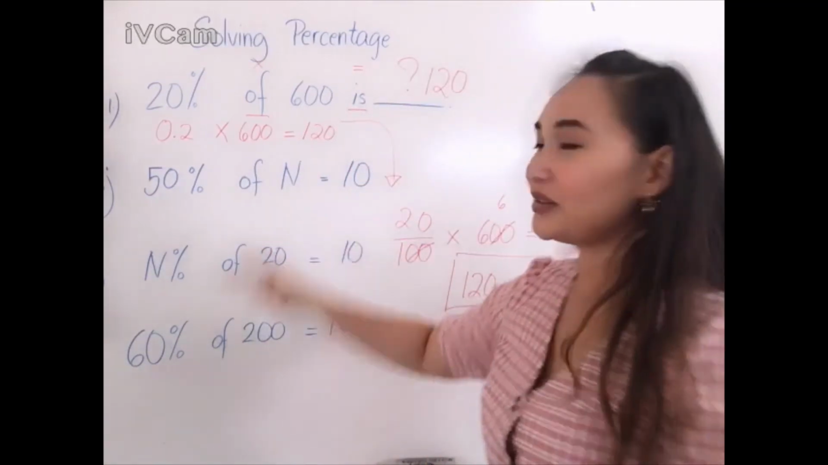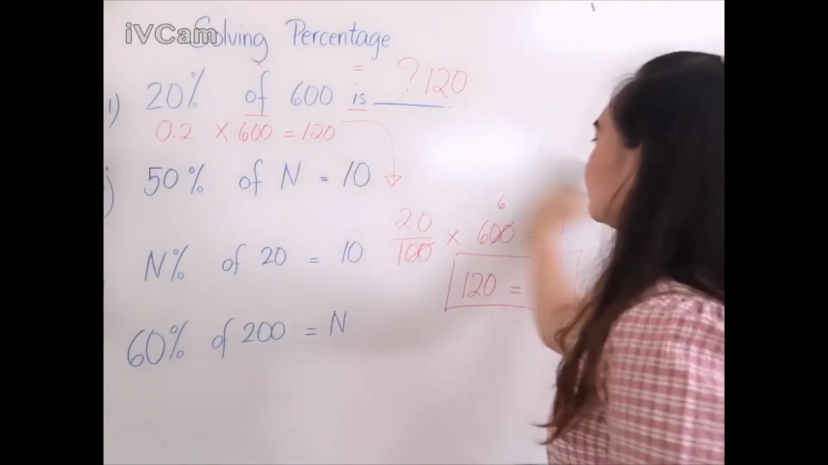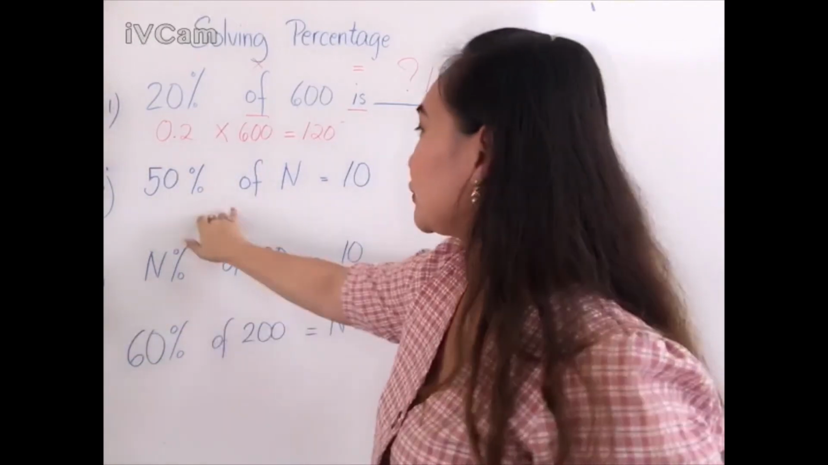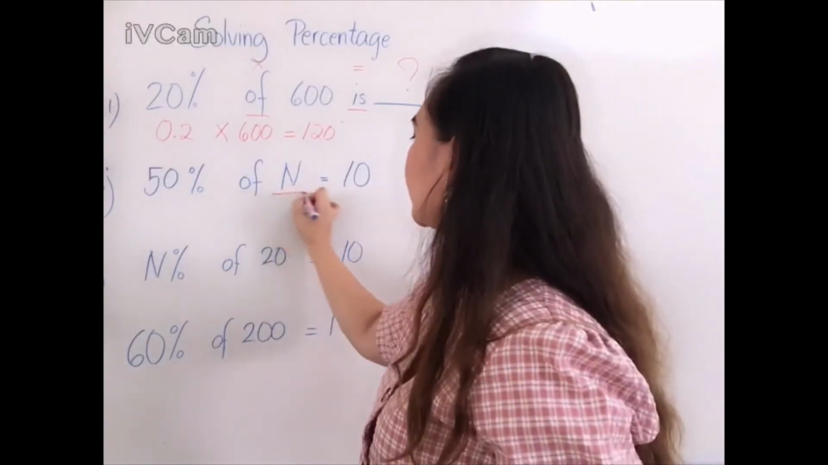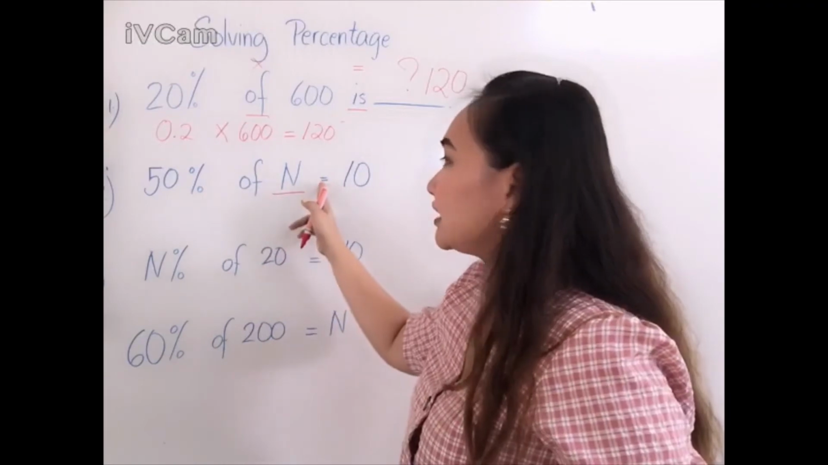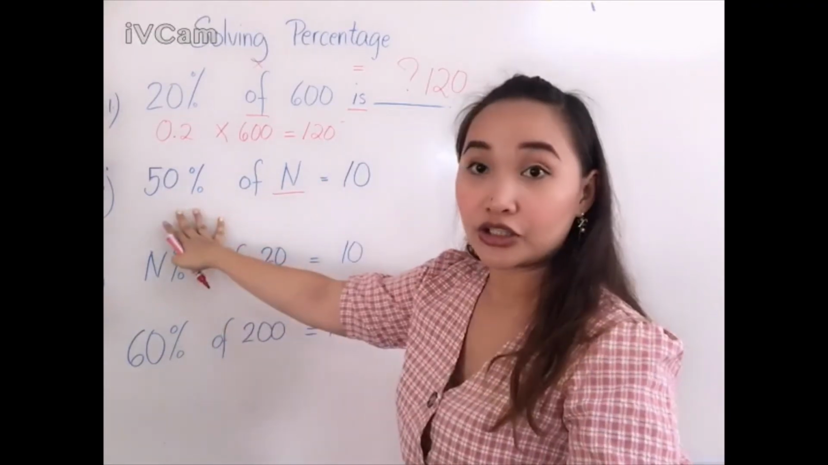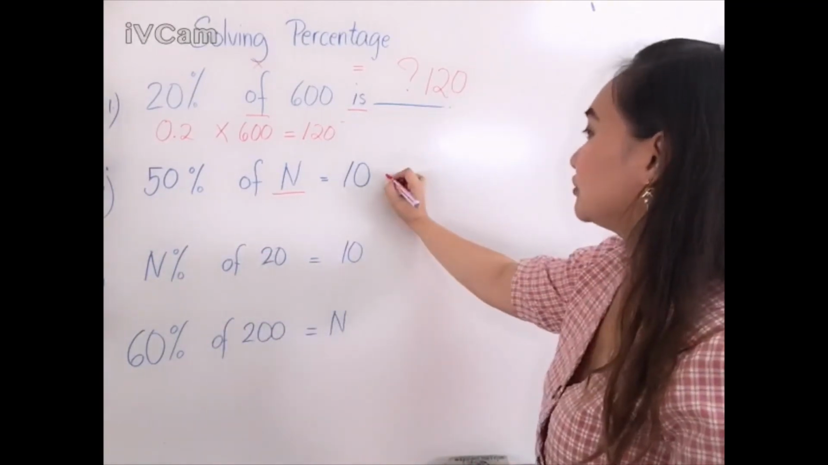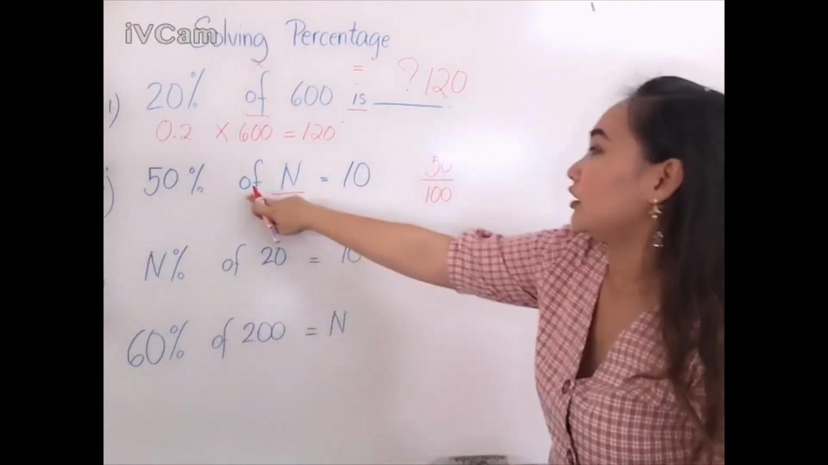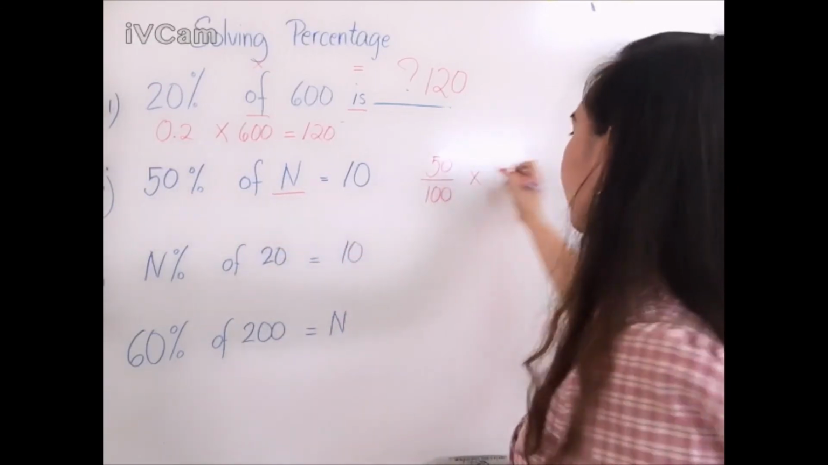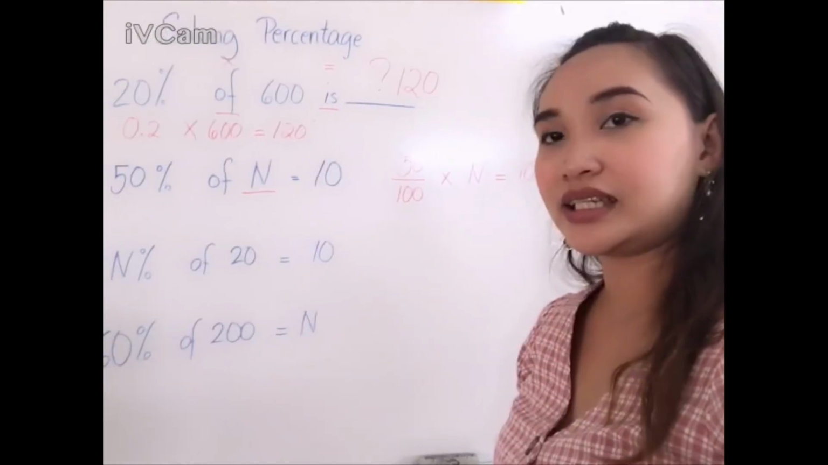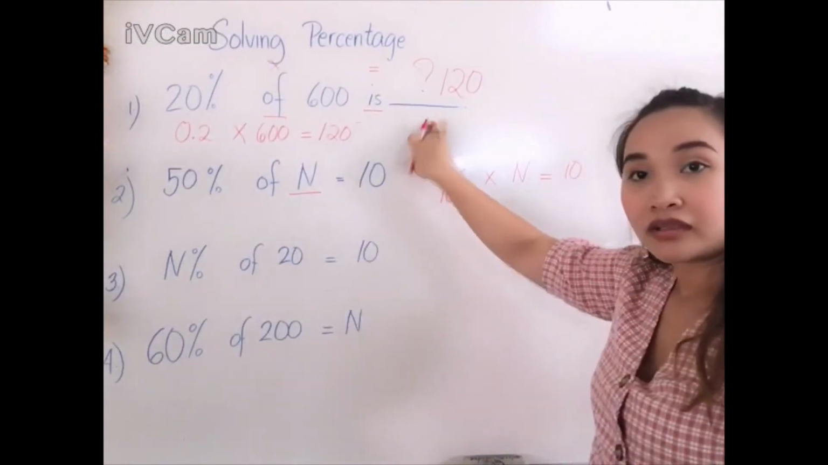Now, how about this one? I will erase this. So, 50% of n, the missing value is here, equals 10. So, 50% of n is equal to 10. Let's try to check this one. So that is 50 over 100 times what is the missing number, n, is equal to 10.